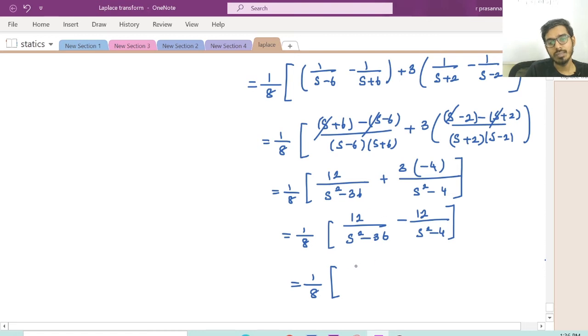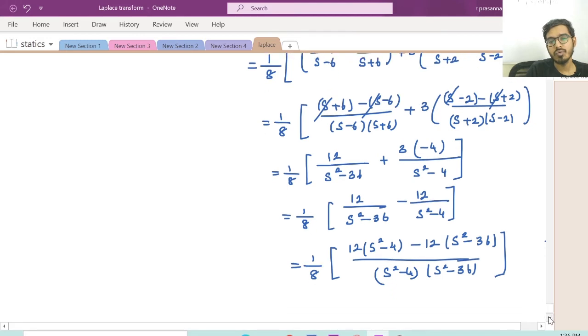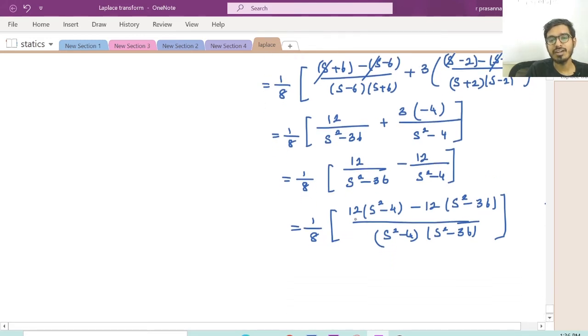So again you cross multiply this, so you'll be having 2 times 4, 12 times here minus 36 divided by s square minus 4 into s square minus 36. Right? So this is the required Laplace transform. If you want, you can also simplify further. It will be 1 by 8, 12s square, and this 12s square will get cancelled.